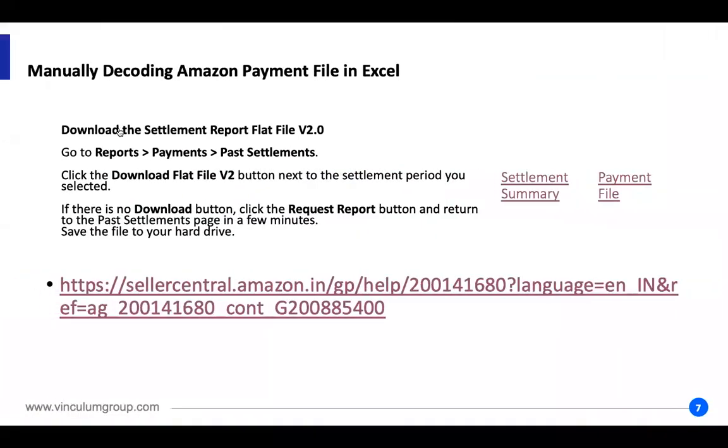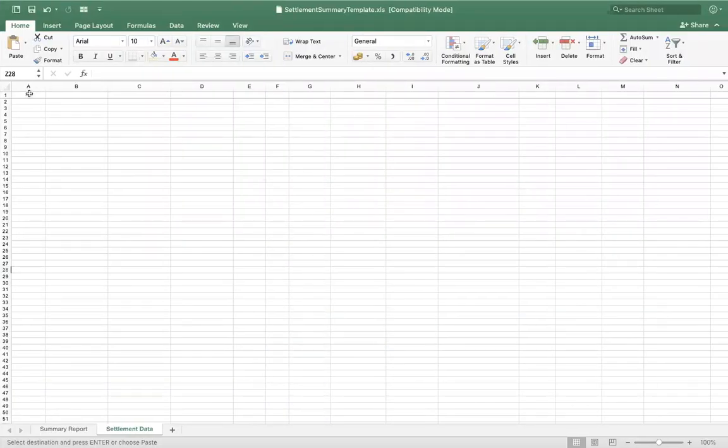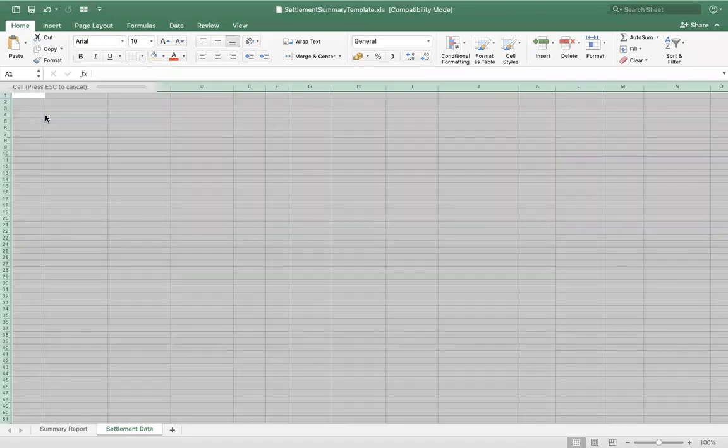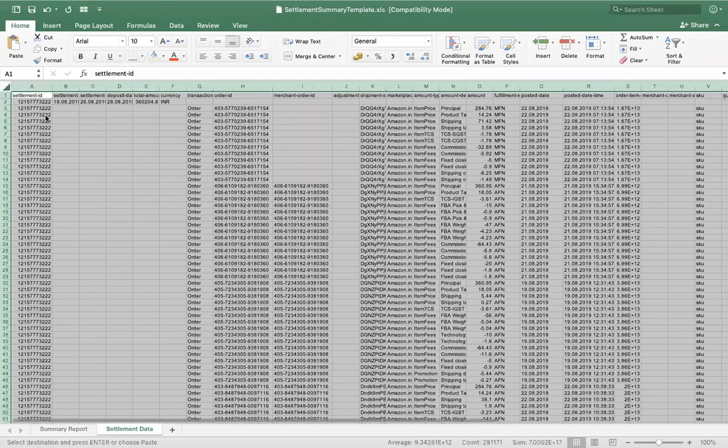go onto the settlement summary sheet, click on cell A1 and just paste it. So now your entire payment file has been pasted onto the settlement summary sheet, which I have recently shown you how to download and where to download from.